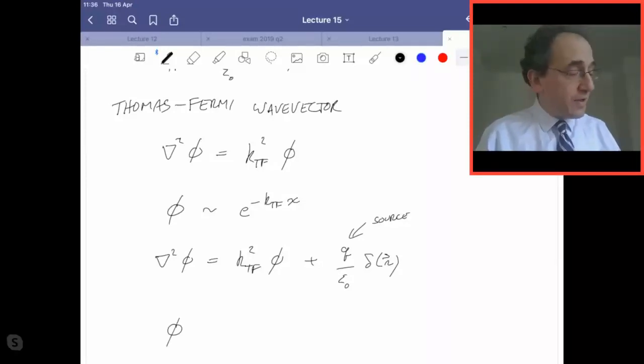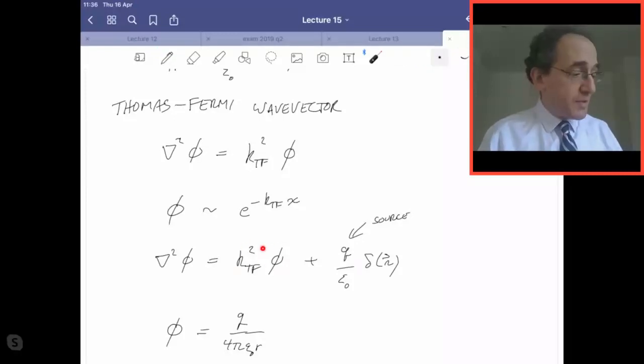one can just check that this in fact does solve this equation, that phi is q over 4 pi epsilon naught r. That's what you would expect if we dropped the Thomas-Fermi term here, just the potential due to the source charge, but then you get screened by k_TF times radius r. So very, very close to the source charge, it looks just like a Coulomb potential, a 1 over r potential. But then over length scales on the order of the Thomas-Fermi wave vector, it's screened down to zero.